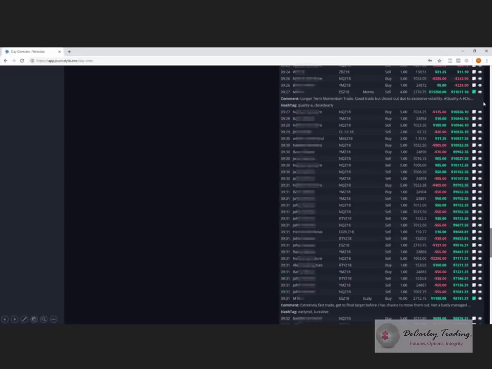You also see this icon at the side. You see this little green icon there. That's the notes icon. That's for the trade journal. The comments here are just a summary of the comments, and the hashtags are also from the trade journal.